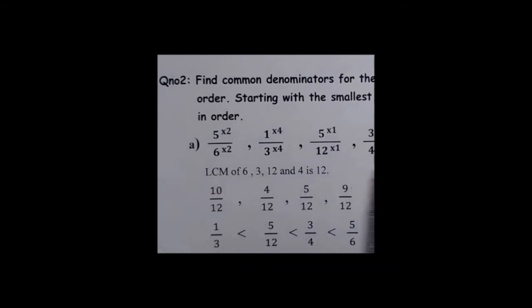Okay, now firstly we will take the LCM of the denominators, meaning 6, 3, 12 and 4. We know that 12 is the LCM of 6, 3, 12 and 4, meaning 12 is a multiple of all these numbers. 6 2s are 12, 3 4s are 12, 12 1s are 12 and 4 3s are 12. So 12 is a common multiple of these denominators.